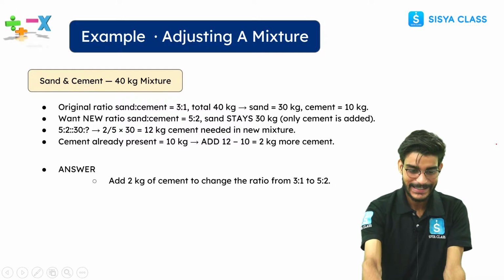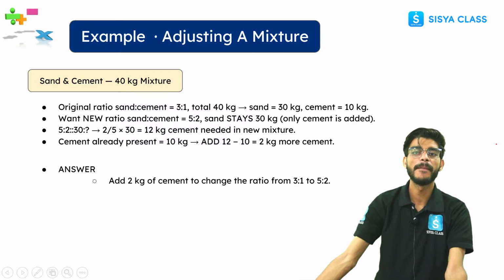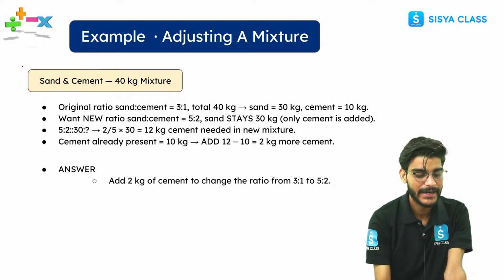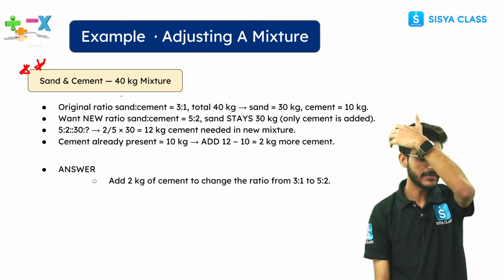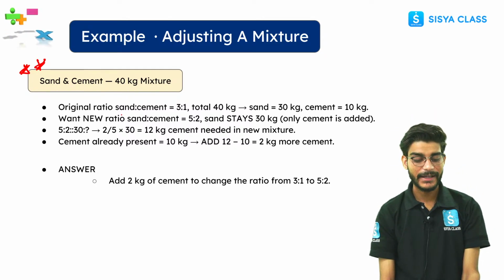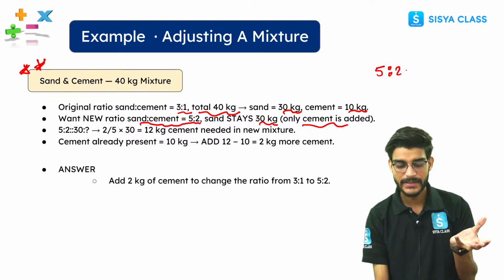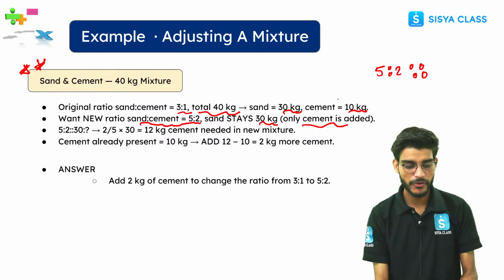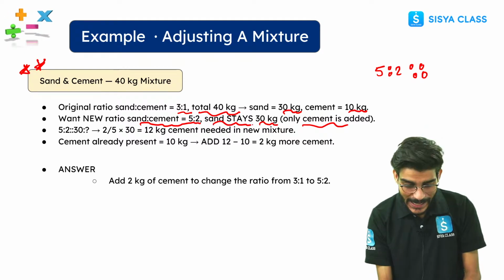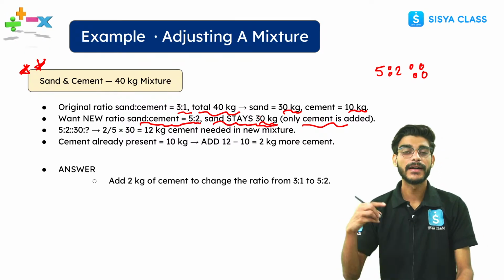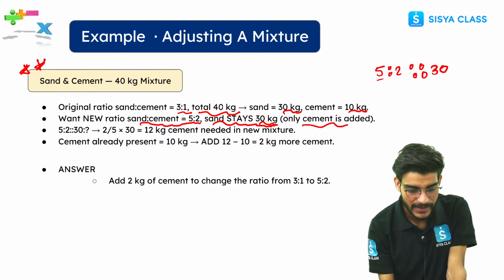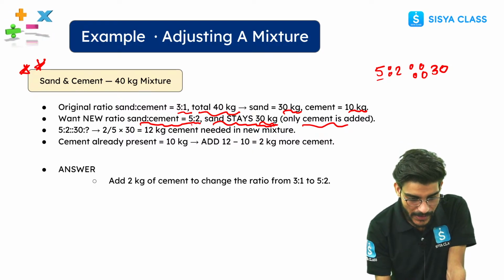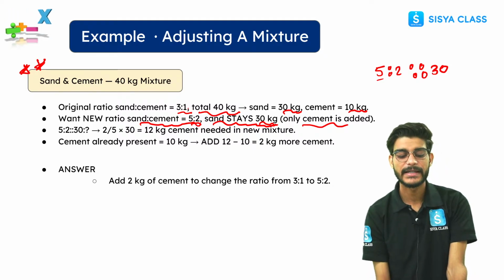Okay. Let's do one more example, and that is adjusting of a mixture. That is the sand and cement example given in your NCERT, that you have a 40 kg mixture. Total 40 kg mixture we have, in which sand to cement ratio is given as 3:1, and we want 5:2. Sand stays 30 kg. Okay, sir. So this is 30 kg. This is for sand. 5 was for sand, right? Obviously it is for sand. 5:2. First one represents sand and second is for cement.